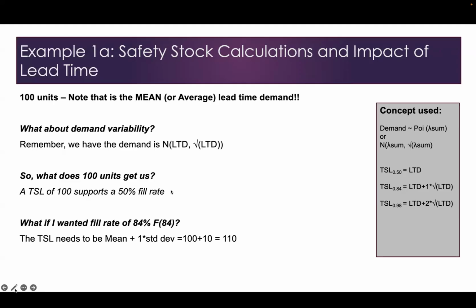If I wanted an 84% fill rate, so that means 84% of the time I'm able to fill the demand immediately, I have to go 1 standard deviation away. In this particular case, let's assume Poisson for now. There are ways to adjust this very easily, but to keep the class short, it's 1 standard deviation. So if you wanted 84%, it's 100 plus the square root of 100, so 110. And if you wanted 98%, it would be 100 plus 2 times the square root of 100, which would be 120. Make sense?